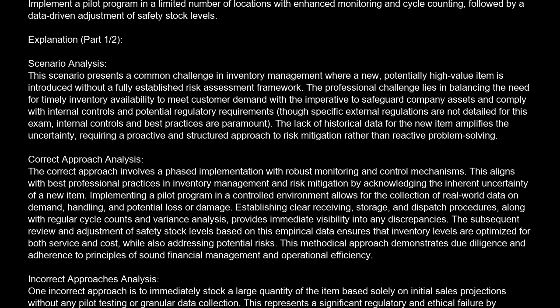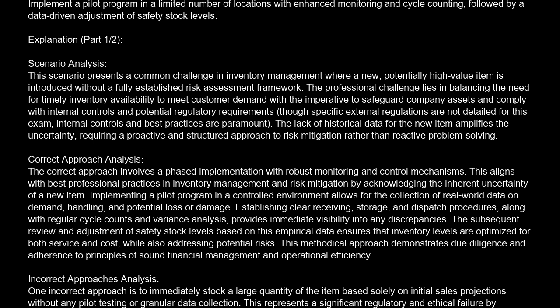Though specific external regulations are not detailed for this exam, internal controls and best practices are paramount. The lack of historical data for the new item amplifies the uncertainty, requiring a proactive and structured approach to risk mitigation rather than reactive problem-solving. Correct approach analysis. The correct approach involves a phased implementation with robust monitoring and control mechanisms.